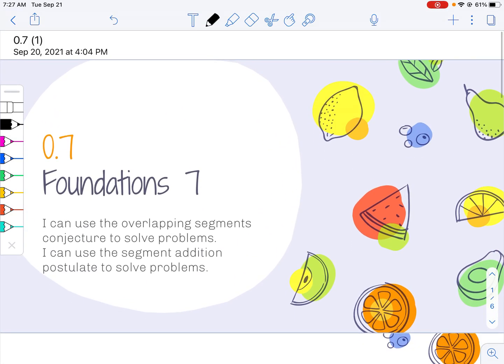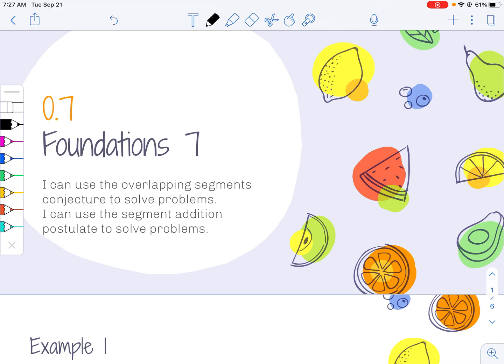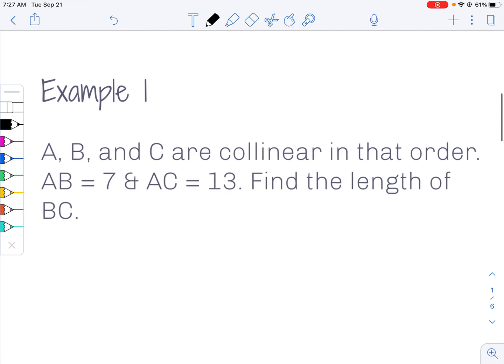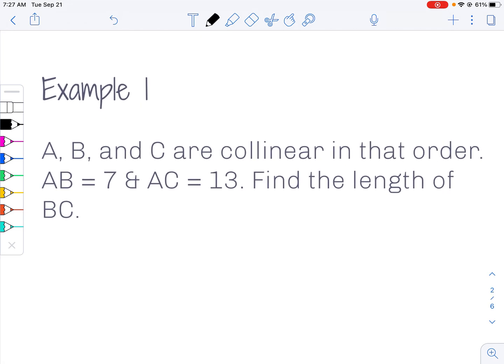On Foundation 7, we're going to use the overlapping segments conjecture and the segment addition postulate conjecture to solve problems. And these are really big names for really simple ideas. So we're going to dive right into a problem and then talk about what those postulates and conjectures mean.